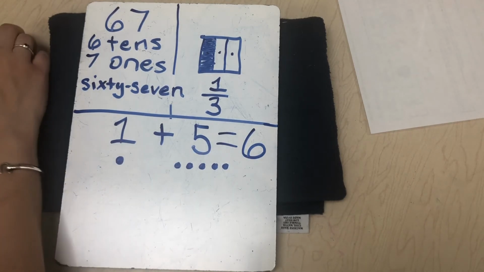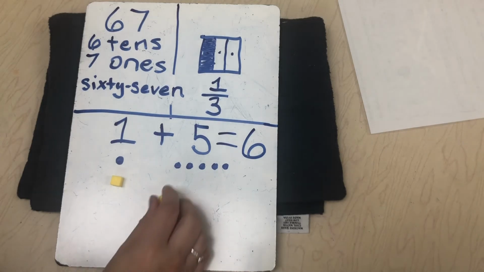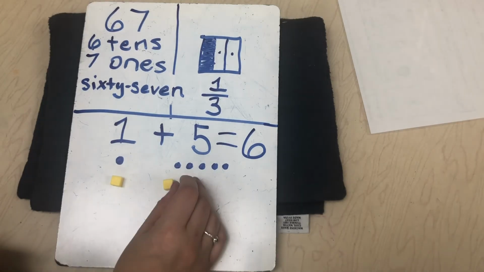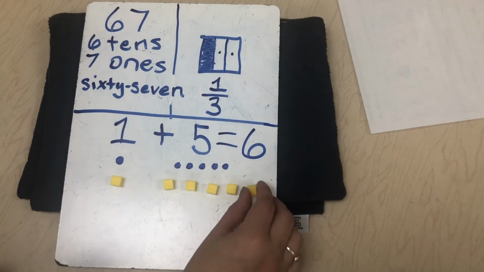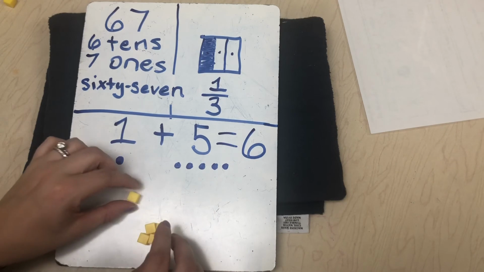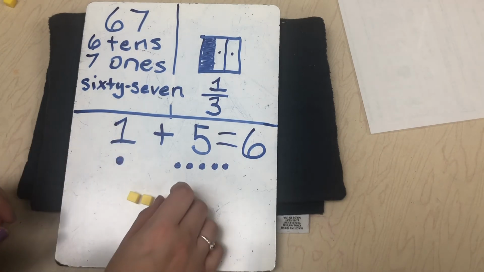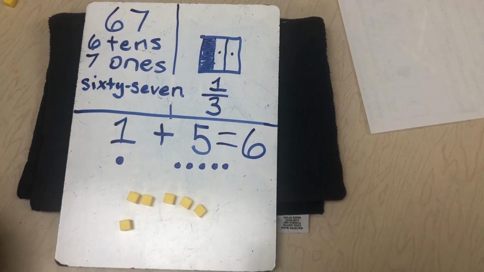Like I was saying before, you can also use manipulatives. So if you just had 1 right here, and then you wanted to add 5 in there, 1, 2, 3, 4, 5. You combine those together and count 1, 2, 3, 4, 5, 6. And that's how it's done for our first math journal.